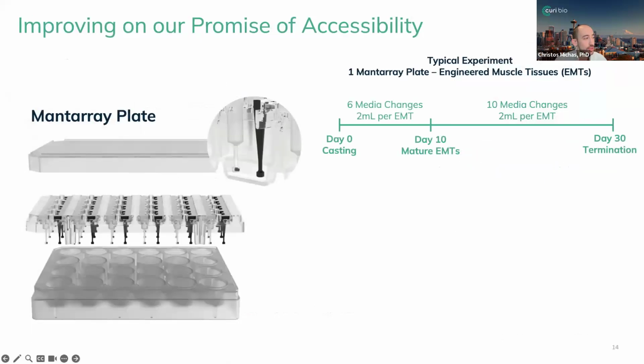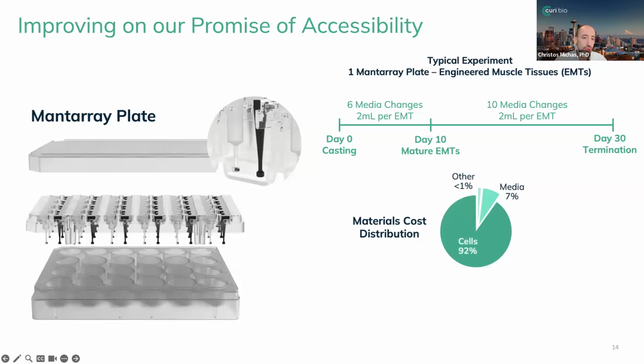So we're going to cast 24 skeletal muscle tissues in a Mantarray plate. We're going to do this at day 0. Then we're going to wait for 10 days so the tissues form fully fused myotubes. And then we're going to keep the tissues for an additional 20 days to run our experiments. If we were to break down the costs of that experiment, you would notice that the vast majority of your dollars go to cells.